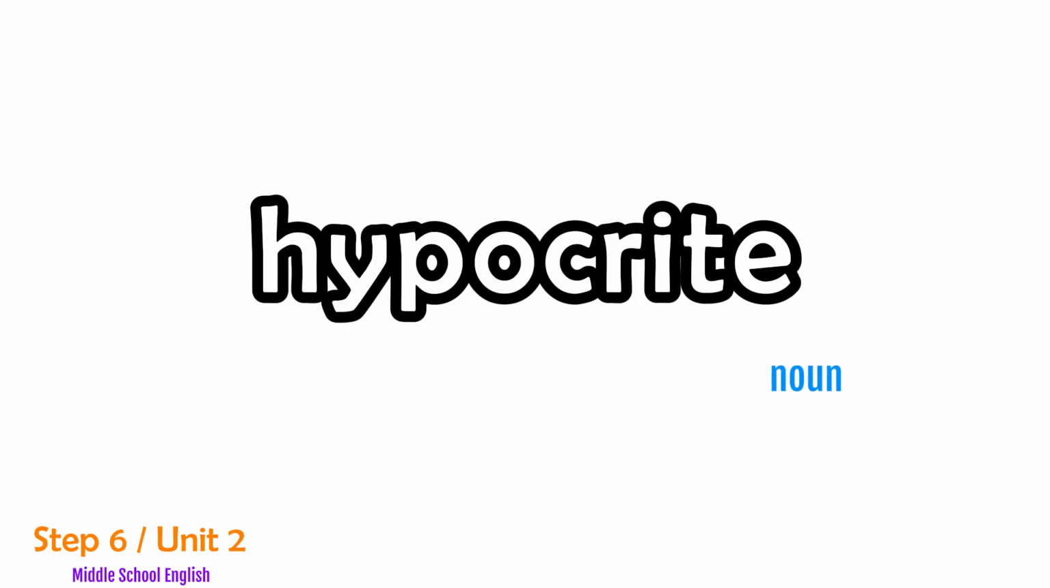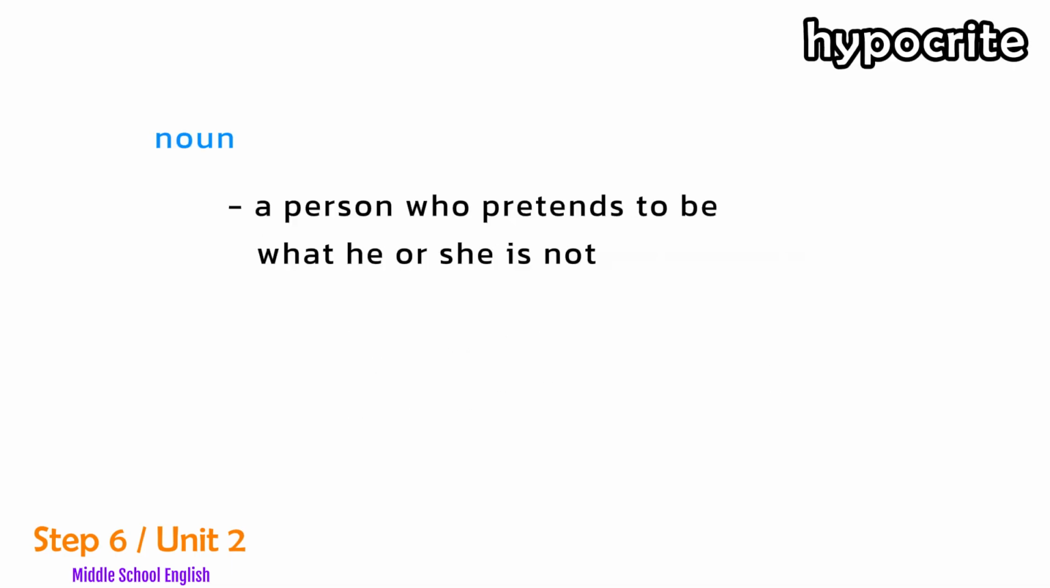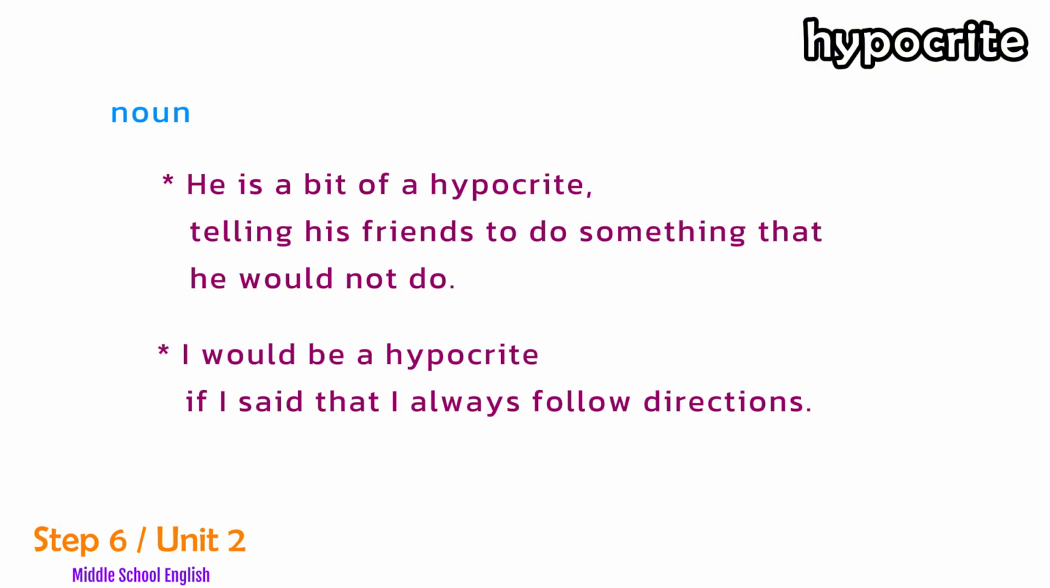Hypocrite. Hypocrite is a noun meaning a person who pretends to be what he or she is not. He is a bit of a hypocrite, telling his friends to do something that he would not do. And I would be a hypocrite if I said that I always follow directions.